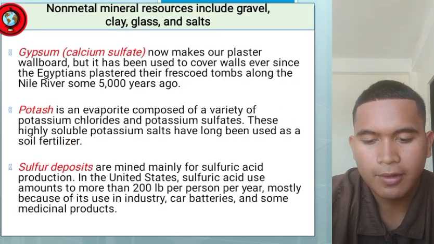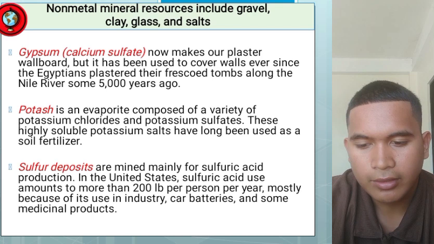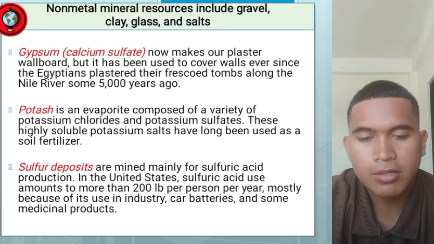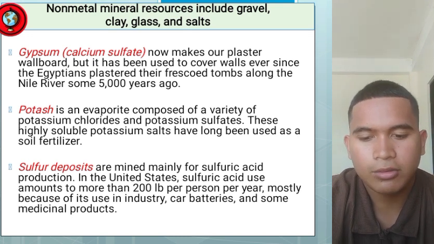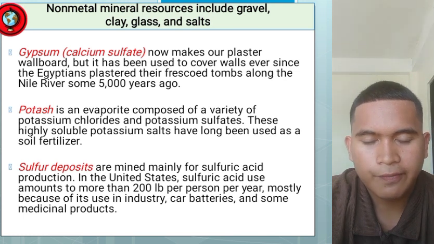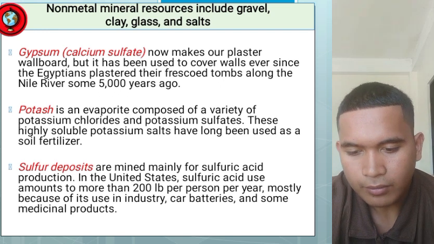Sulfur deposits are mined mainly for sulfuric acid production. In the United States, sulfuric acid use amounts to more than 200 pounds per person per year, mostly because of its use in industry, car batteries, and some medicinal products. So, sulfur is used for industry in the United States, for batteries and for medicinal products.